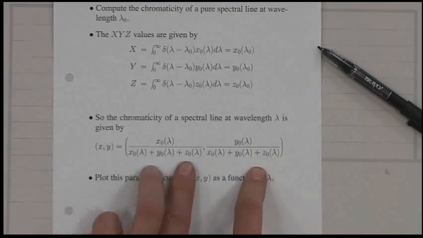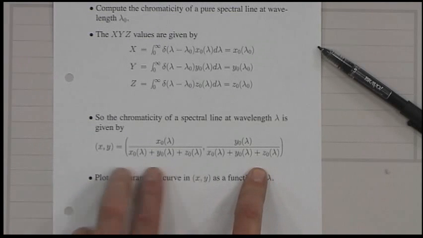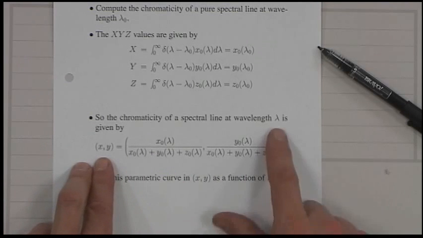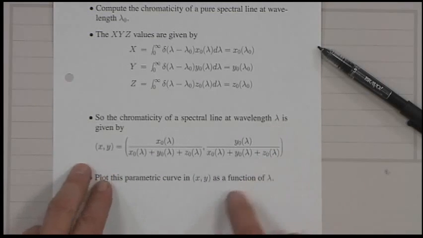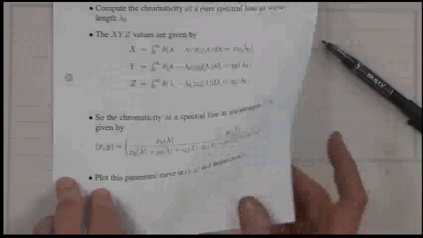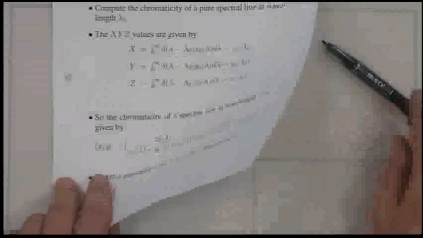Because now I just normalize by the sum. And then this gives me the chromaticity of that pure spectral wavelength at wavelength lambda. And now I can plot this value as a function of lambda. If I plot the value as a function of lambda, I get a curve, okay? And before I show you the official curve, I'll show you the unofficial one that I'm going to draw here.